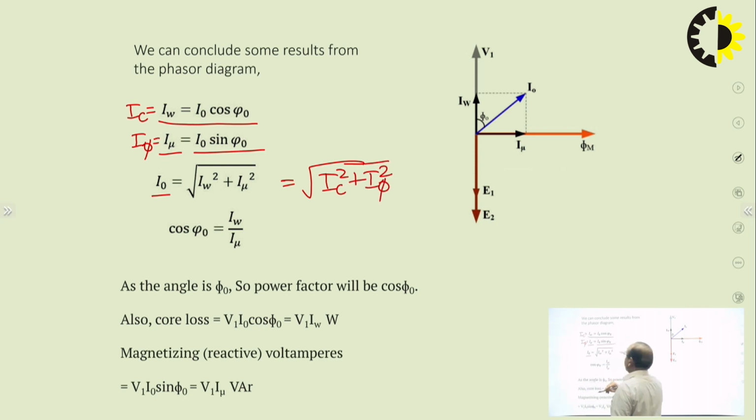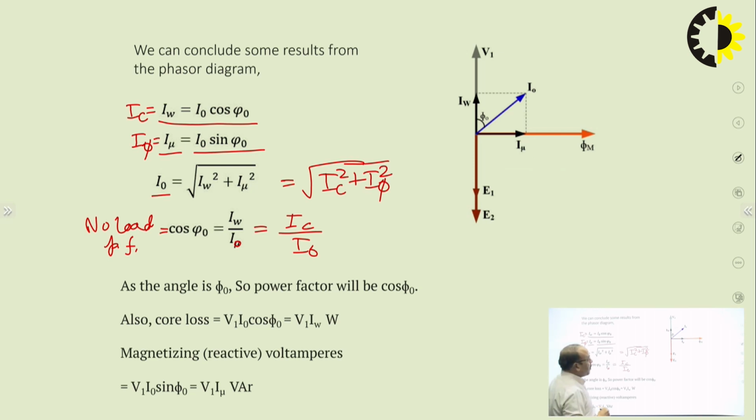Since IW can also be represented by IC and I mu can also be represented by I phi, cos phi naught will be given by IW upon I naught, or this can also be written as IC upon I naught, where cos phi naught is the no load power factor of the transformer and phi naught is the no load power factor angle. So cos phi naught is IC upon I naught.